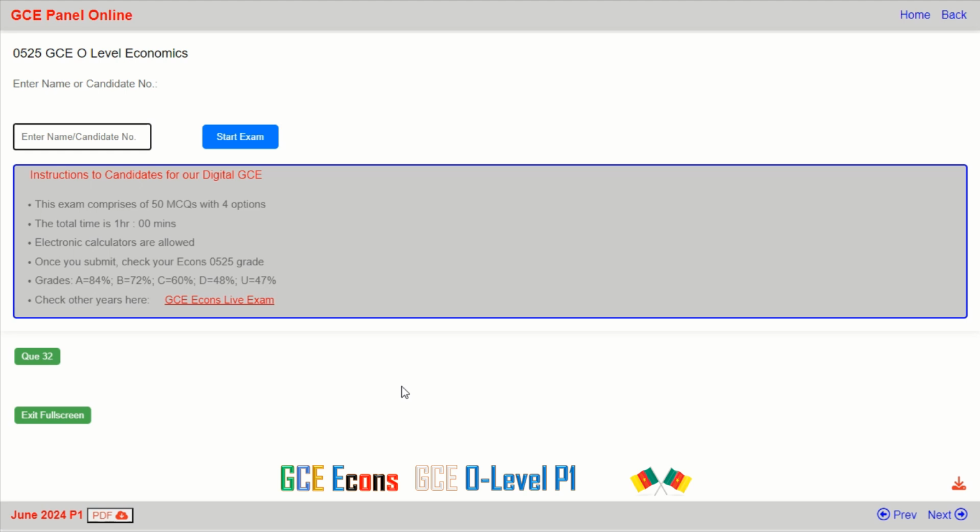In today's paper, we are looking at a revision of June 2024 Paper 1 Economics Ordinary Level.